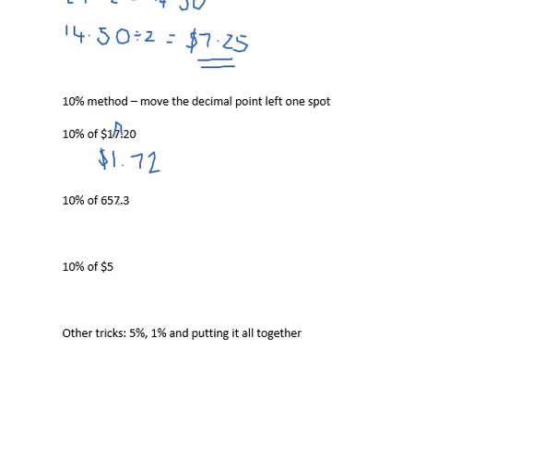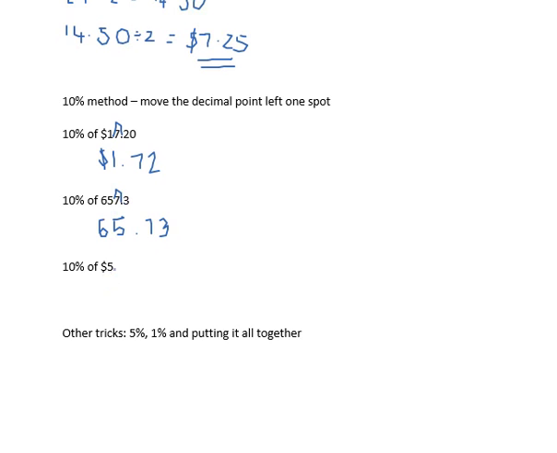10% of 657.3, lift the decimal place, move it one spot to the left, and I get 65.73. So we lift the decimal, move it one spot.